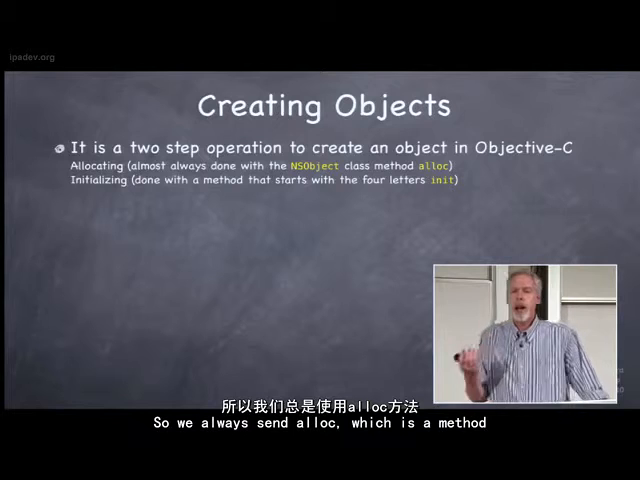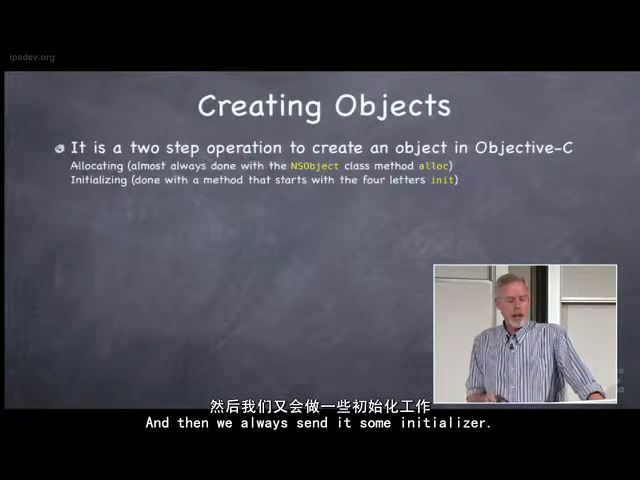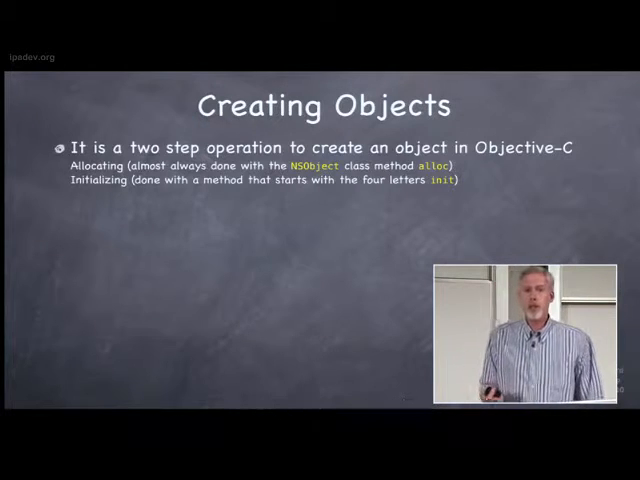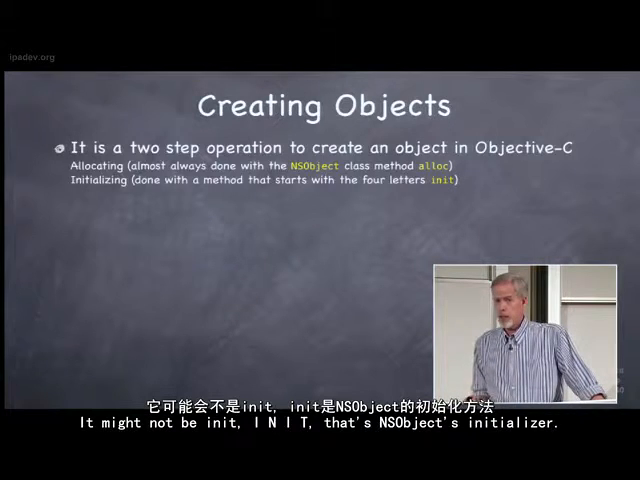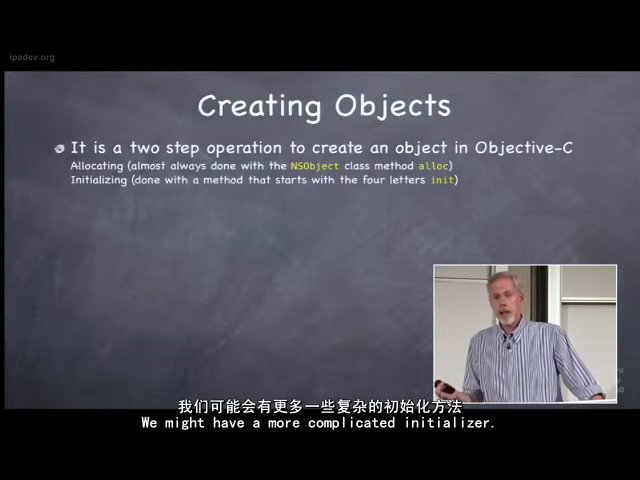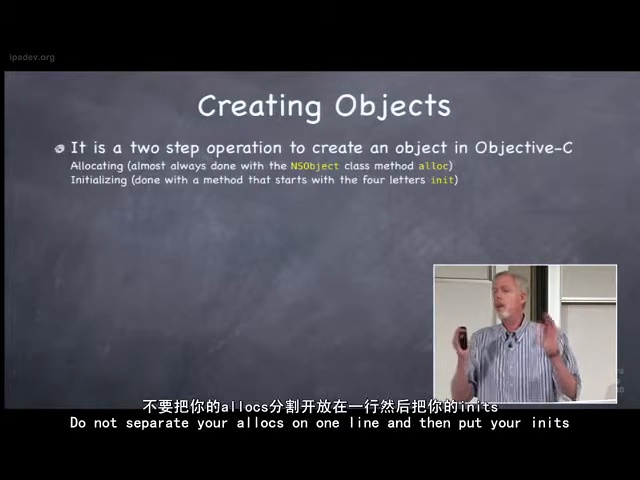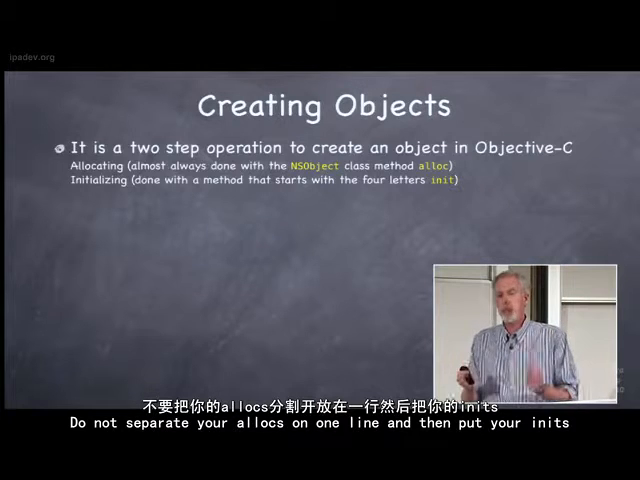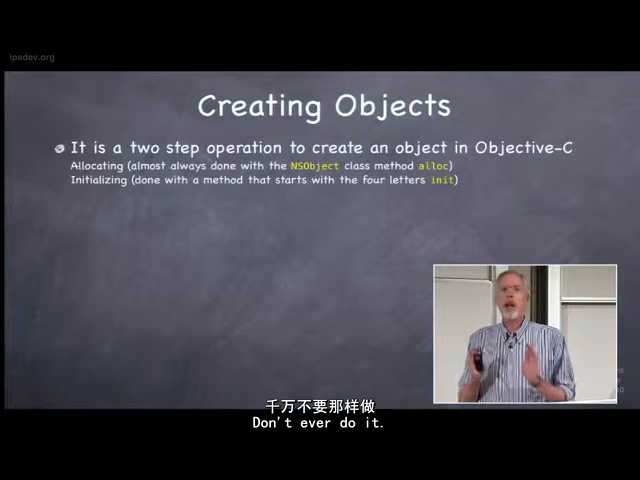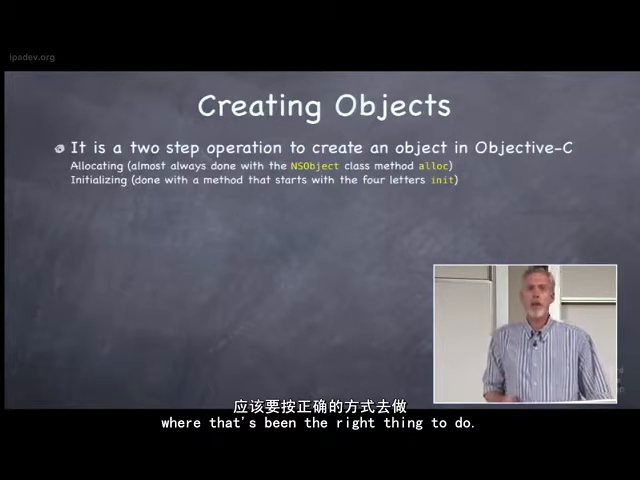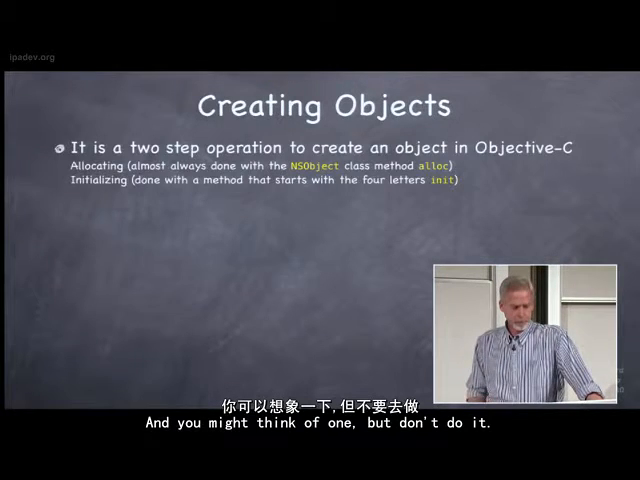So we always send alloc, which is a method that we inherit from NSObject, and then we always send it some initializer. It might not be init, I-N-I-T, that's NSObject's initializer. We might have a more complicated initializer, but we always send it some initializer, and we always do it nested. Do not separate your allocs on one line and then put your inits on another line, okay? It just leads to bugs. Just don't ever do it. I can't think of a case where that's been the right thing to do. You might think of one, but don't do it.